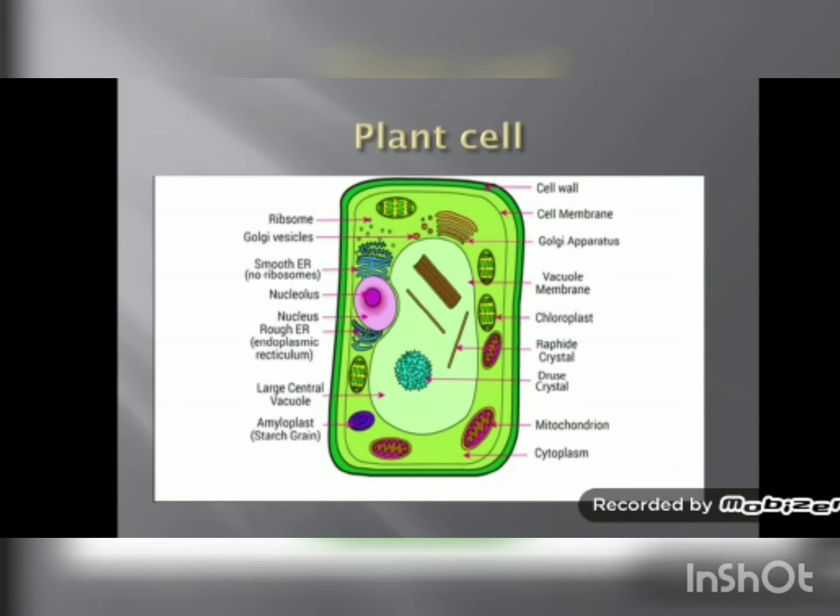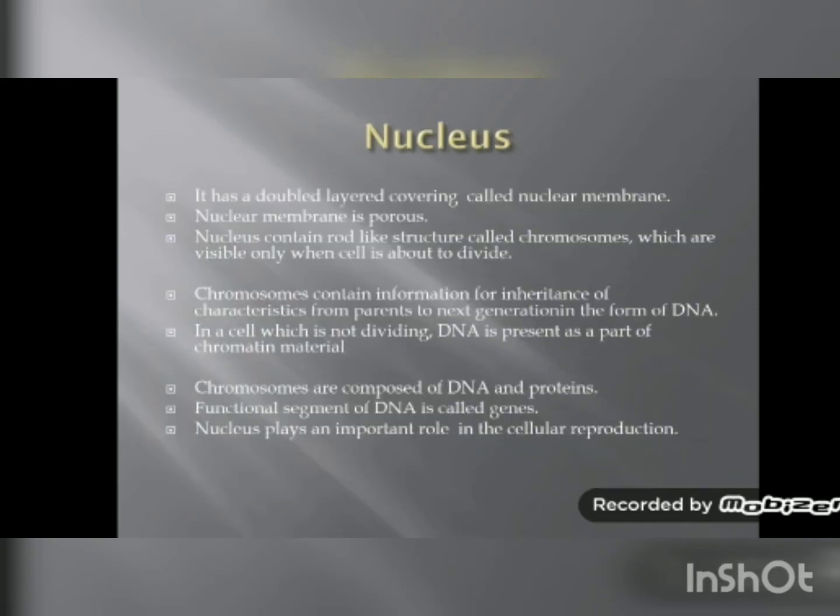Actually, the nucleus is present in both plant cells and animal cells, or in fact you can say the nucleus is present in all cells. Now what is the nucleus? The nucleus has a double layer covering called the nuclear membrane. The nuclear membrane is porous. As it is porous, it allows some substances to move in and out of the nucleus. The nucleus contains rod-like structures called chromosomes, but these chromosomes are visible only at the time of cell division.